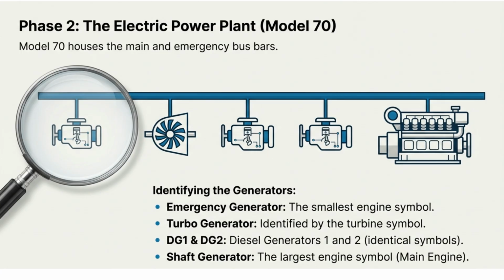Phase 2 focuses on the electric power plant, model 70, which houses the main and emergency busbars. The generators are identified by distinct symbols. The smallest for the emergency generator, the turbine for the turbo generator, and the largest for the shaft generator.